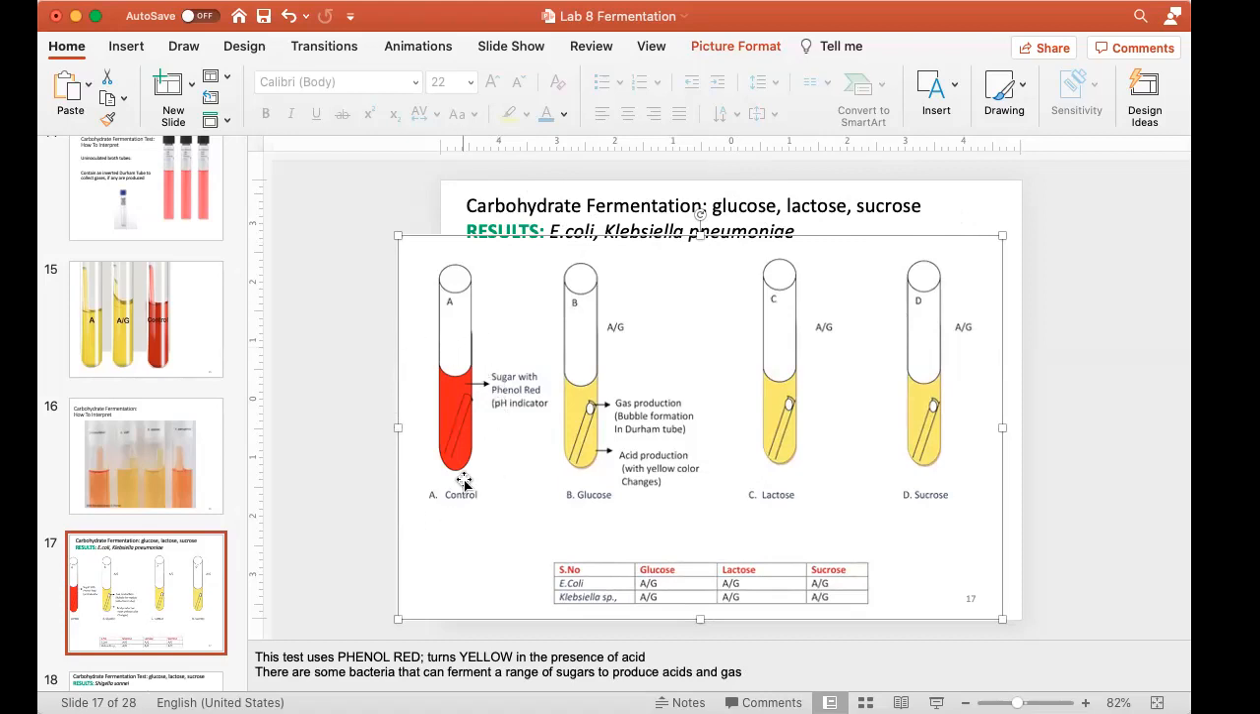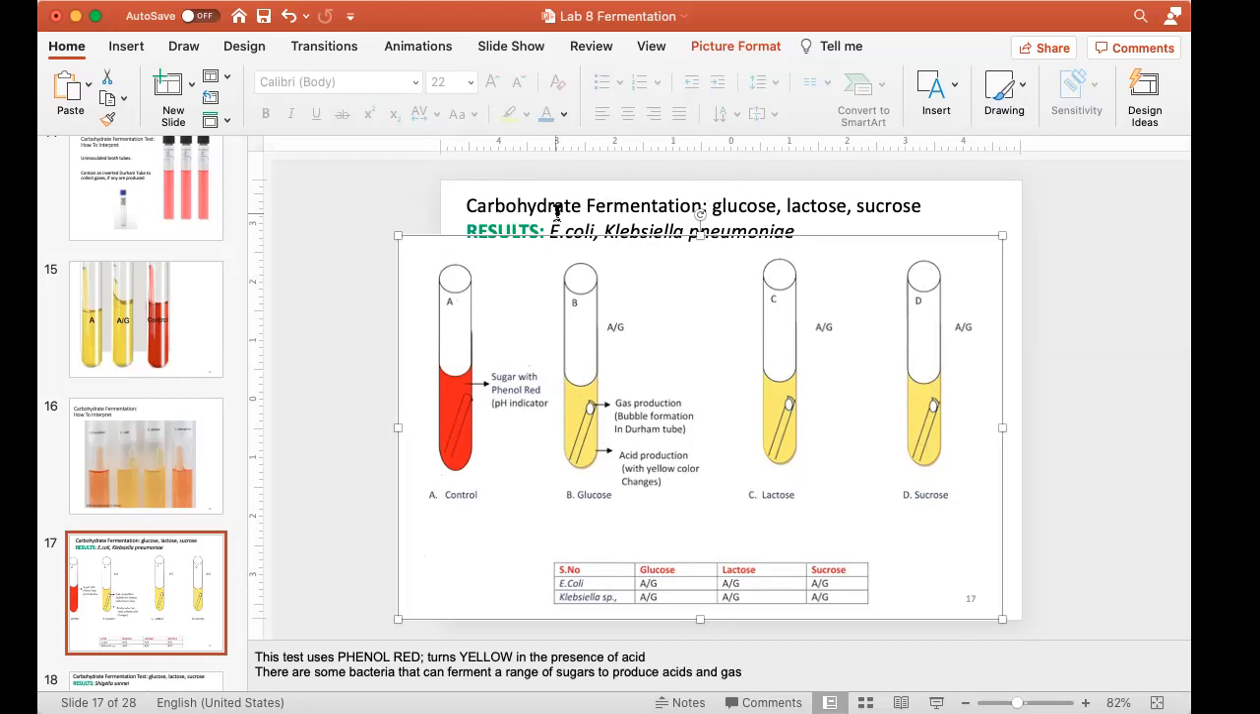All right, so we had 1 control tube for glucose, we had 1 for lactose, and we had 1 for sucrose. And then we took media and we inoculated it with E. coli. We inoculated a glucose tube with E. coli, and a lactose tube with E. coli, and a sucrose tube with E. coli. And then we did the same thing with the Klebsiella. Klebsiella went into the glucose tube, Klebsiella went into a lactose tube, and Klebsiella went into a sucrose tube.